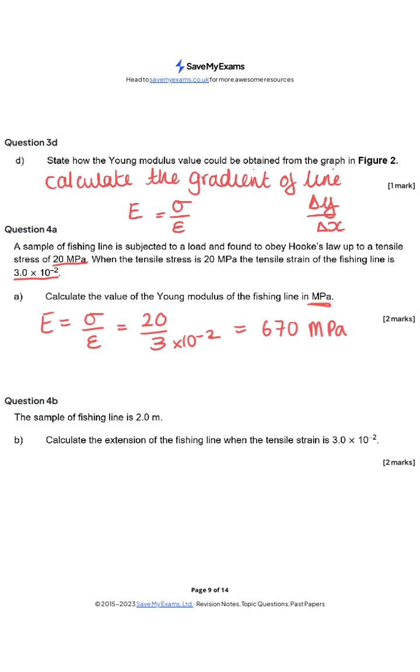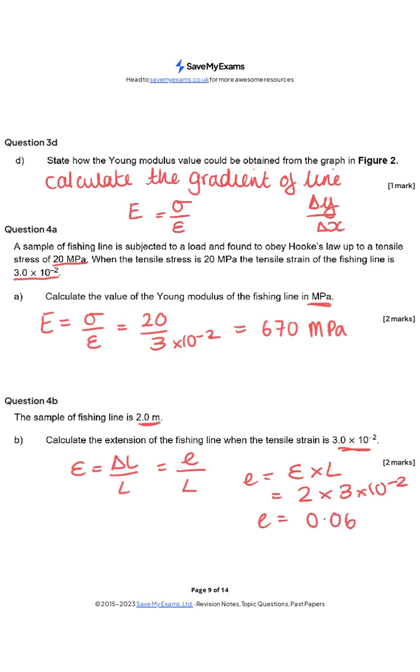And for 4b, we've got a fishing line, same fishing line that's 2 meters long, and calculate the extension when the strain is 3 times 10 to the negative 2. So our equation for strain is the change in length divided by the length, or sometimes we write it as the extension over the length. We are calculating the extension this time, so that would be strain times the length. So we're going to do 2 times 3 times 10 to the negative 2, and we should get the extension as 0.06 meters, because that's what our original length was in.